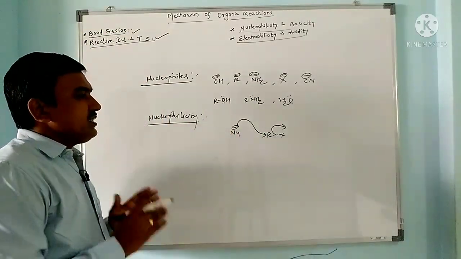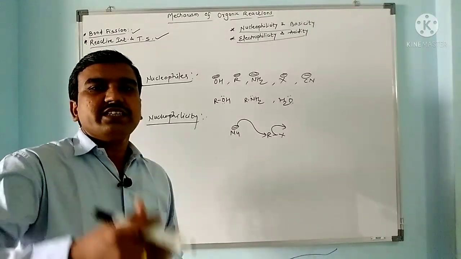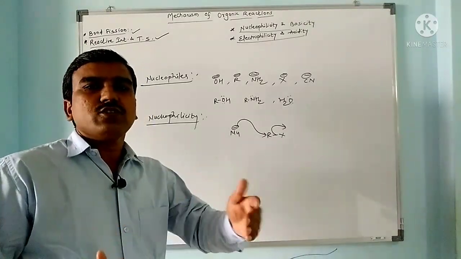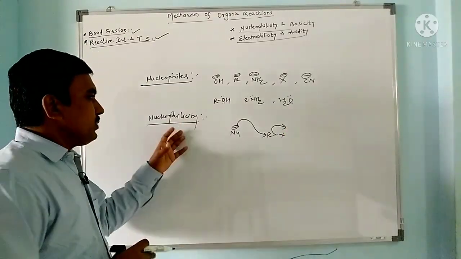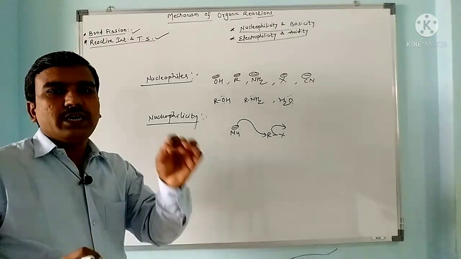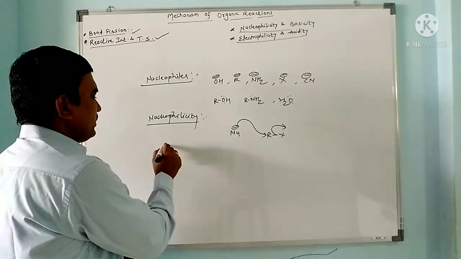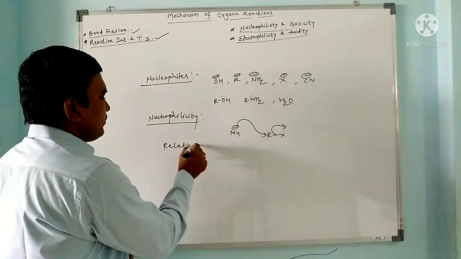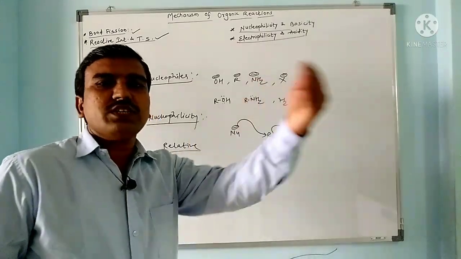So nucleophilicity is a kinetic term. So we can determine the rate, or we can correlate the rates of different nucleophiles. Nucleophilicity has no absolute value. Why? Because it is a relative term. It is relative terminology, meaning we can compare one nucleophile with another nucleophile.